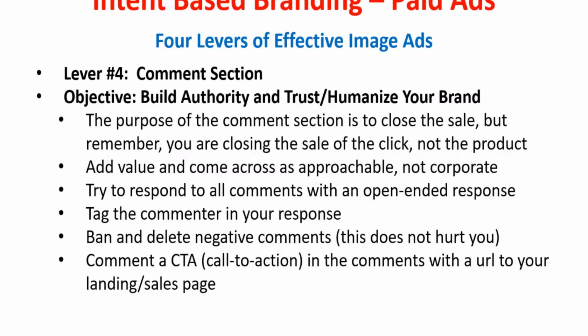Number 3 is your copy. Your copy is not there to sell the product. Your copy is there to sell the click. And then lever number 4 is the comment section, which is there to build authority and trust and to humanize your brand, to make them feel like they're doing business or potential business with someone that they can relate to, that they know, like, and trust. All right, so that's it for our 4 levers of effective image ads. Now, let's dive into the 4 levers of effective video ads.